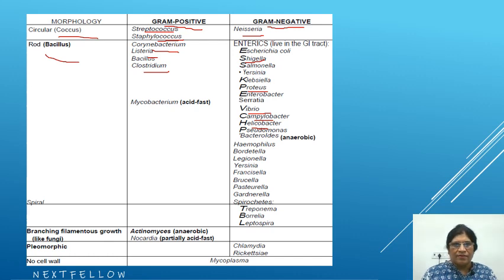The spiral. Spiral bacteria are spirochetes, which are Treponema, Borrelia, and Leptospira. Remember this. Now, branching filamentous growth is seen with Actinomyces, which are anaerobic, and the partially acid-fast Nocardia. The bacteria which are pleomorphic are Chlamydia and Rickettsia. Mycoplasma has no cell wall.